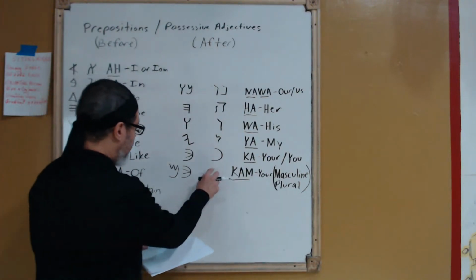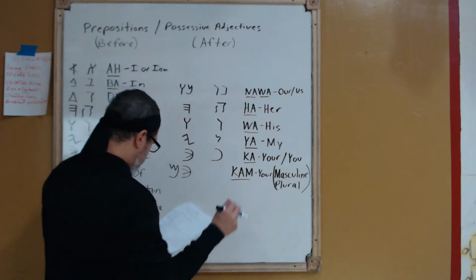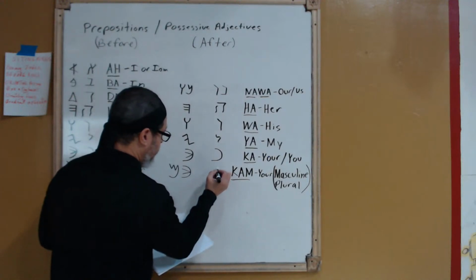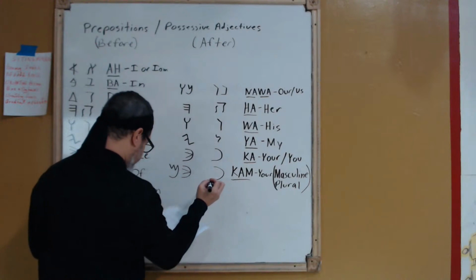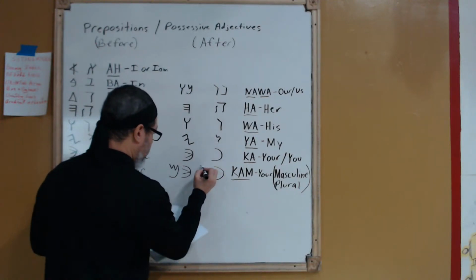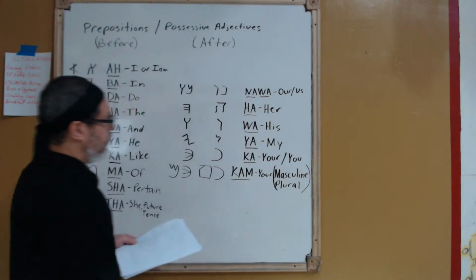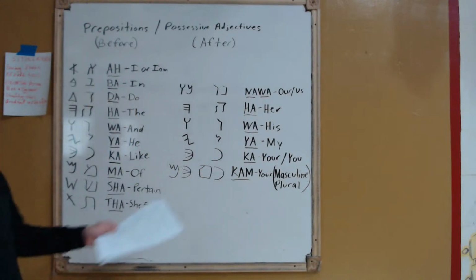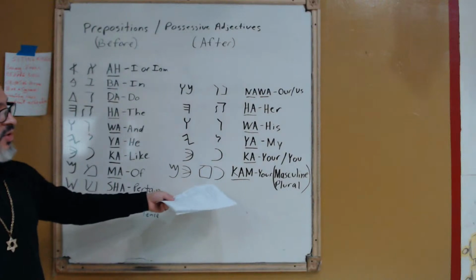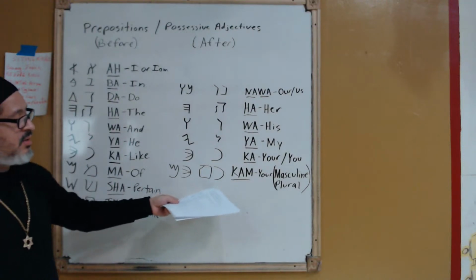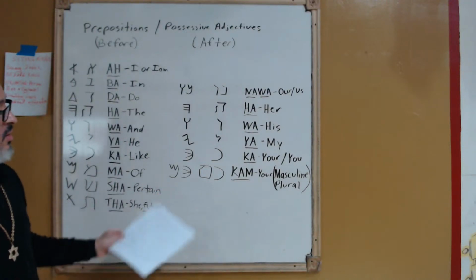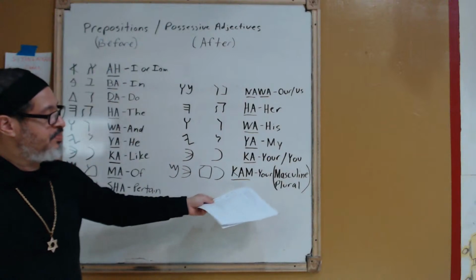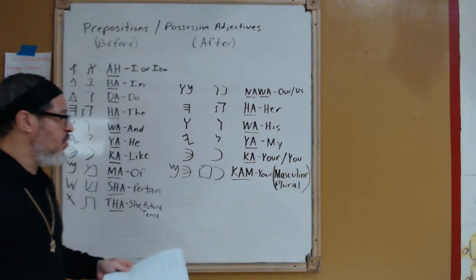And in the modern version, it would be the K and the M. So when you see this in the Assyrian, the KM at the end, it's "kam". It can actually mean "your," masculine.